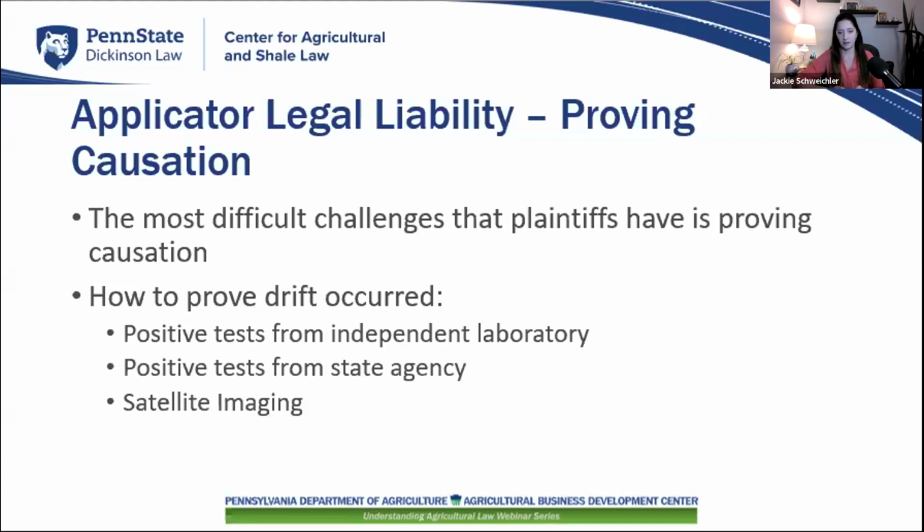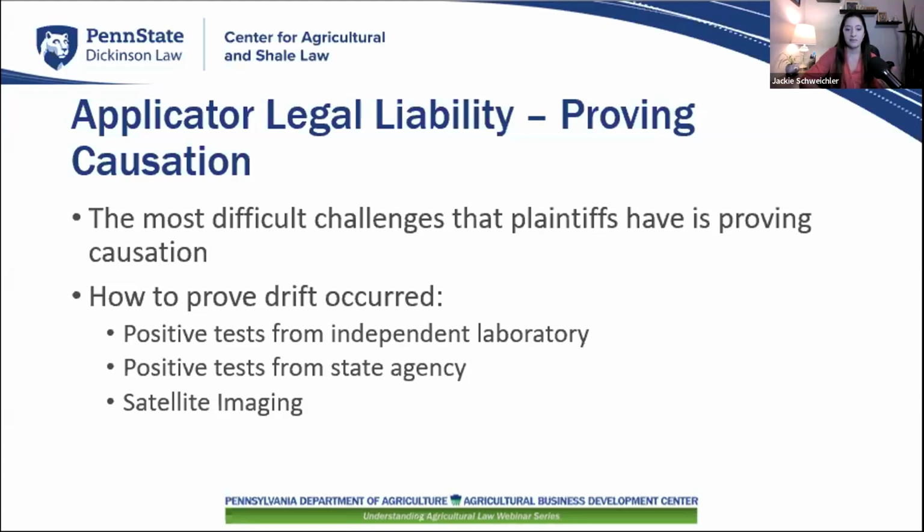The last bullet point on this slide is for satellite imaging. So there are thousands of satellites orbiting the Earth, taking pictures every second. It's not impossible that there are photos of the pesticide application on the field suspected of drift. I don't know the extent to which this has been used, but I imagine that it could be very helpful if there's ever a disagreement about when a pesticide was applied.